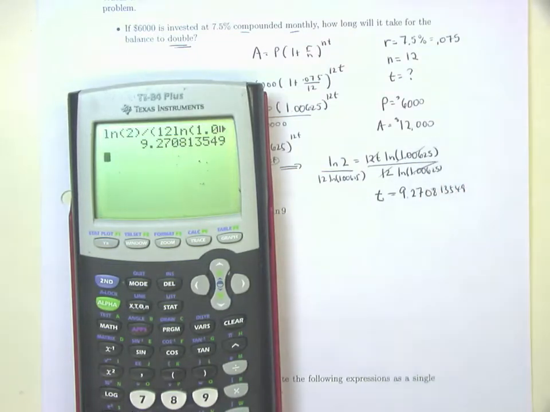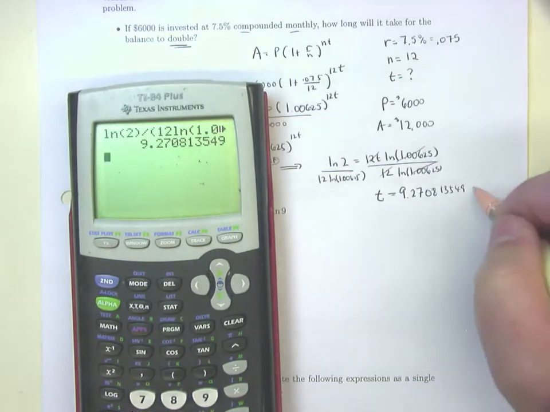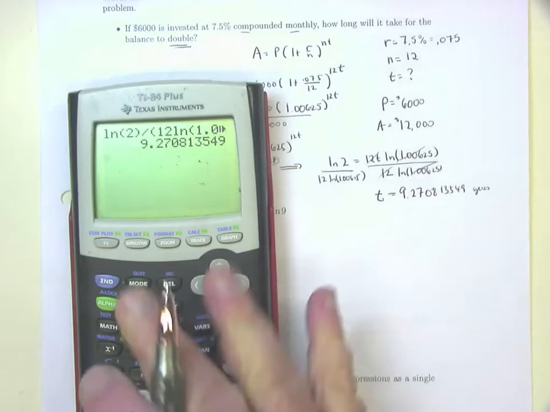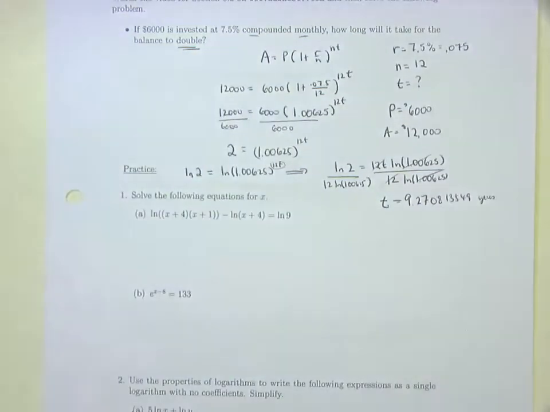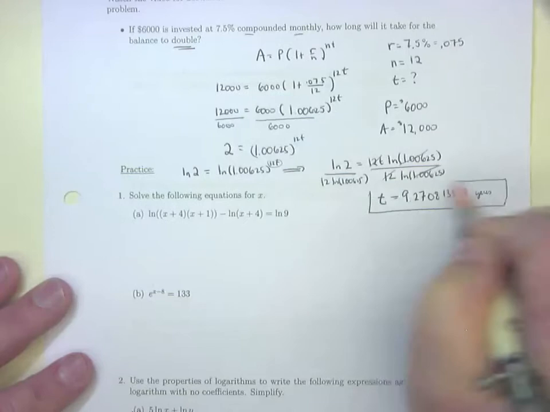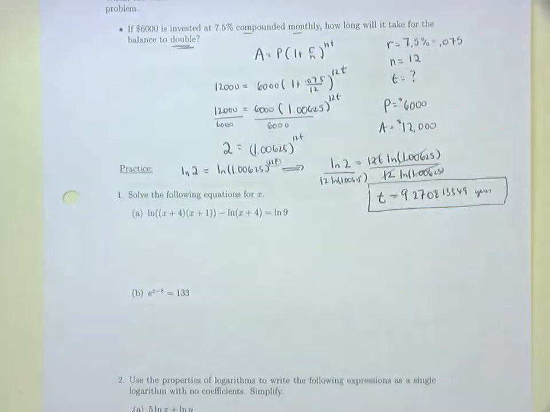And I end up getting 9.27081354 what? Years. Now, did they round it? Did they say anything about rounding? Okay, fine. Give them all the decimals. You want to know how long it's going to take you to double your money? 9.27081354 years. Yeah, 9.27 years. About 9.25 years is what it's going to take. But your $6,000 will be $12,000 in 9.27 years. Does that make sense?